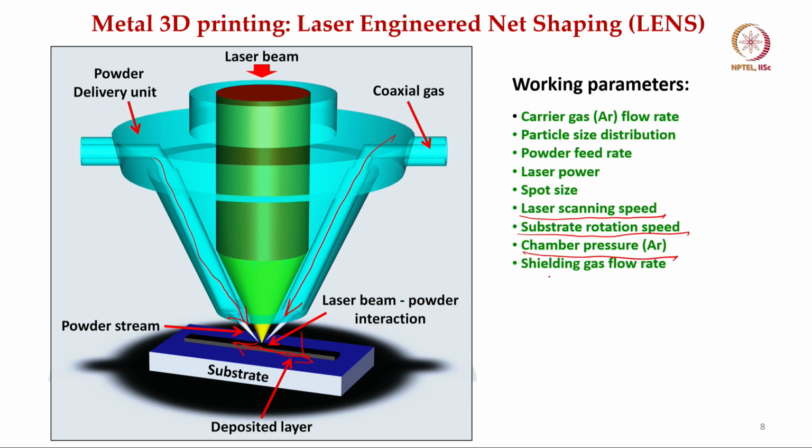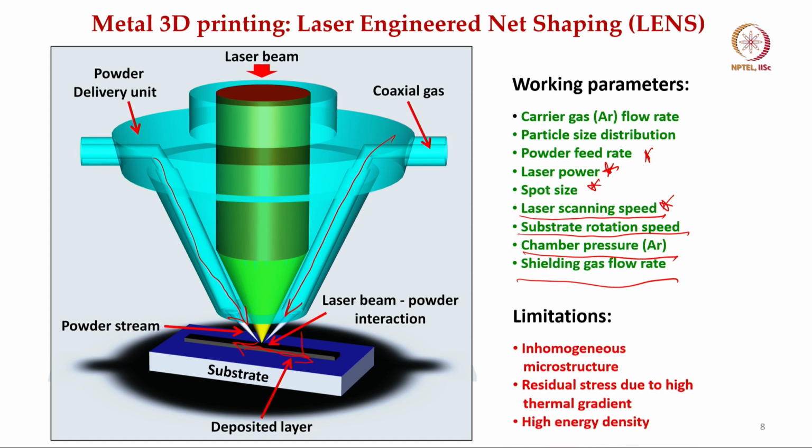Chamber pressure, what is the argon pressure, and shielding gas flow rate. So, out of this, laser power is very important, spot size is important, laser scan speed is important, powder feed rate is important. These 3-4 parameters essentially determine the overall efficacy of the laser engineered net shaping process.